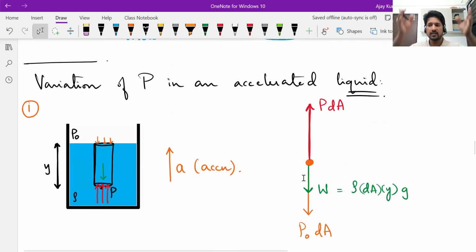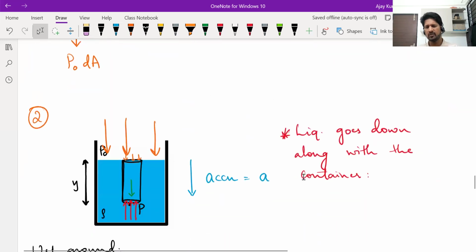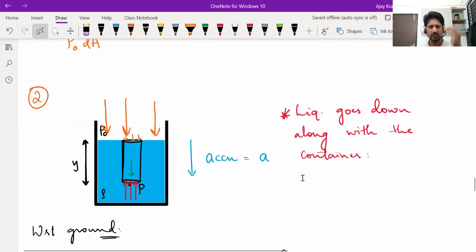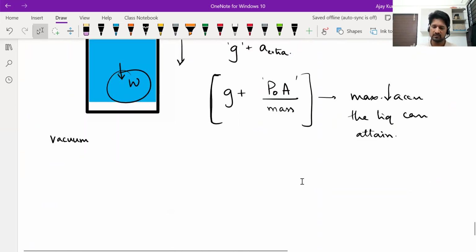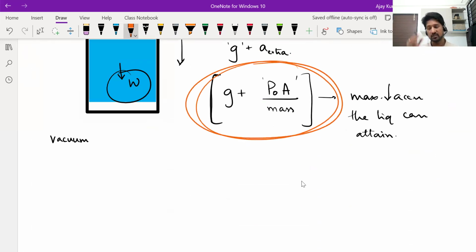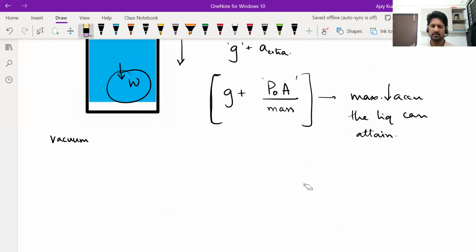After that, we started discussing variation of pressure in an accelerated liquid. We considered upward acceleration and downward acceleration. Downward acceleration, there is a little more left to be discussed. What if acceleration is more than g? And what if acceleration is more than this? This is the maximum acceleration the liquid can manage. But what if the acceleration of container is more than these cases? We'll need to work on a little bit more. We'll do that in the next class.